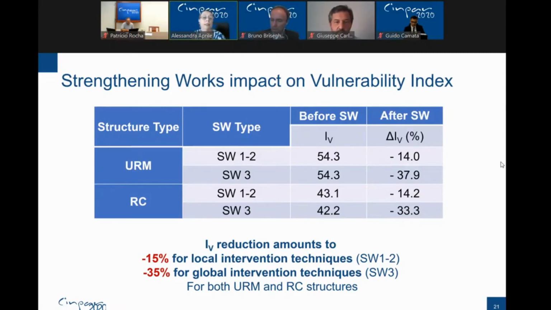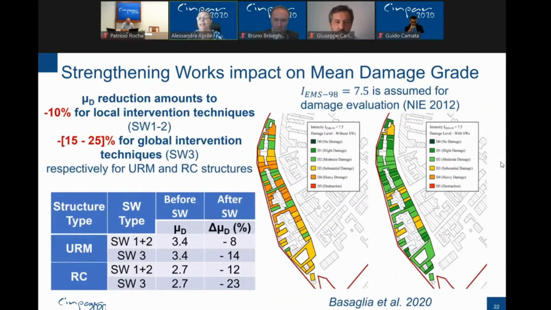And looking at the strengthening works' impact on mean damage grade, we can observe that the reduction of the mean damage grade amounts to 10% for local intervention techniques and is between 15 and 25% for global intervention techniques, depending on whether it is masonry or reinforced concrete structure, respectively.